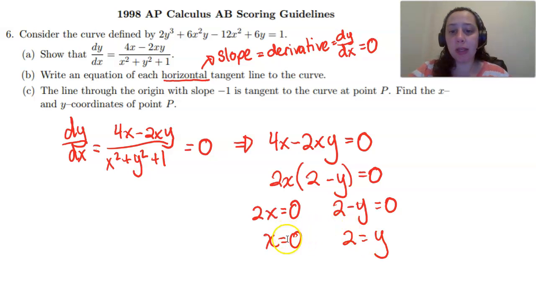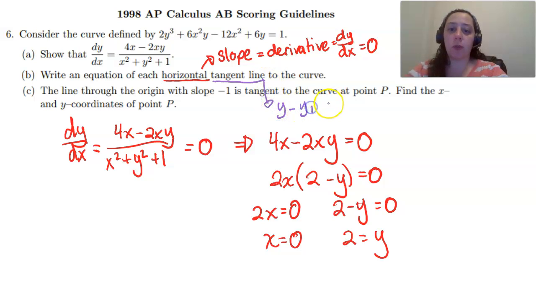We have to plug in our x into our original equation and our y into our original equation to find the point. And the reason we want to find the point is because we want to find the equation of the tangent line. Remember, a tangent line is of the form y minus y1 equals m times x minus x1. So we need to find this y1 and x1.